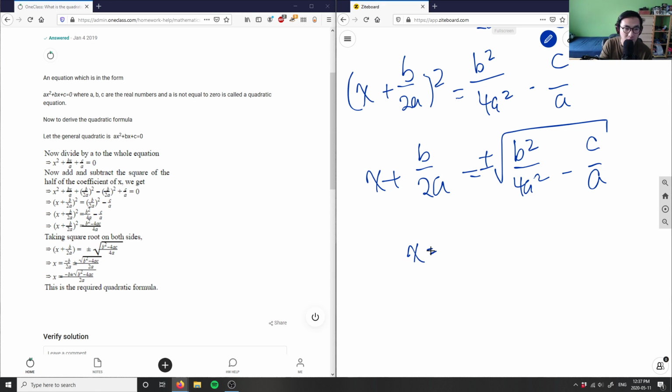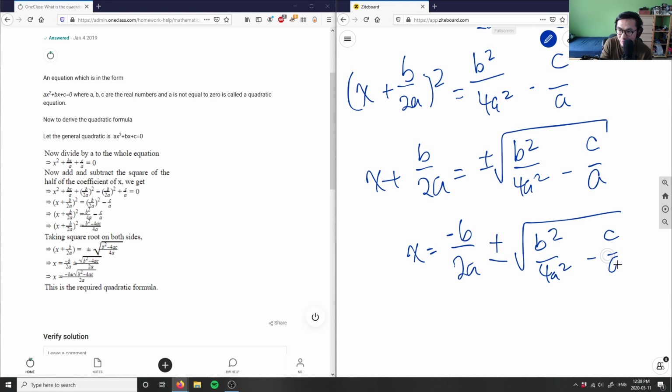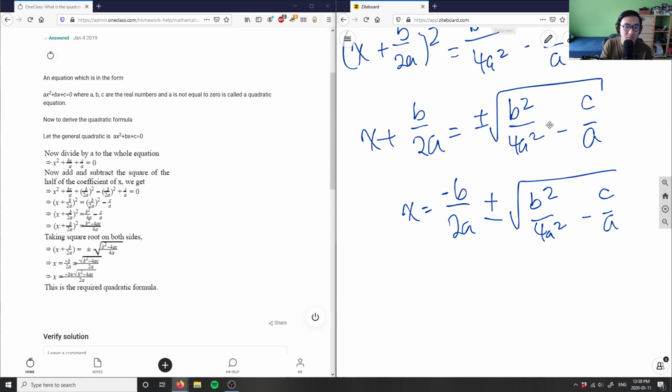So x here is going to equal, this is now negative b over 2a. I'm moving this to the other side, right? To the right side here. And it's going to equal, this is plus or minus the square root of b squared over 4a squared minus c over a.